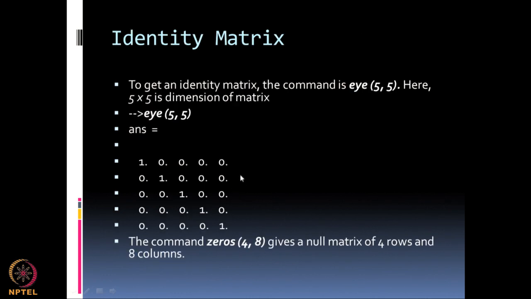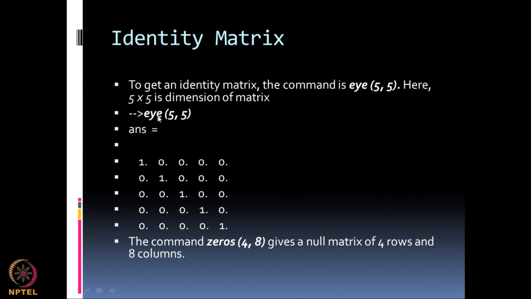Okay. So, then suppose I want to define an identity matrix. To define an identity matrix, the command is eye(5,5). Okay. So, why do I say 5 comma 5? I want a 5 by 5 identity matrix.